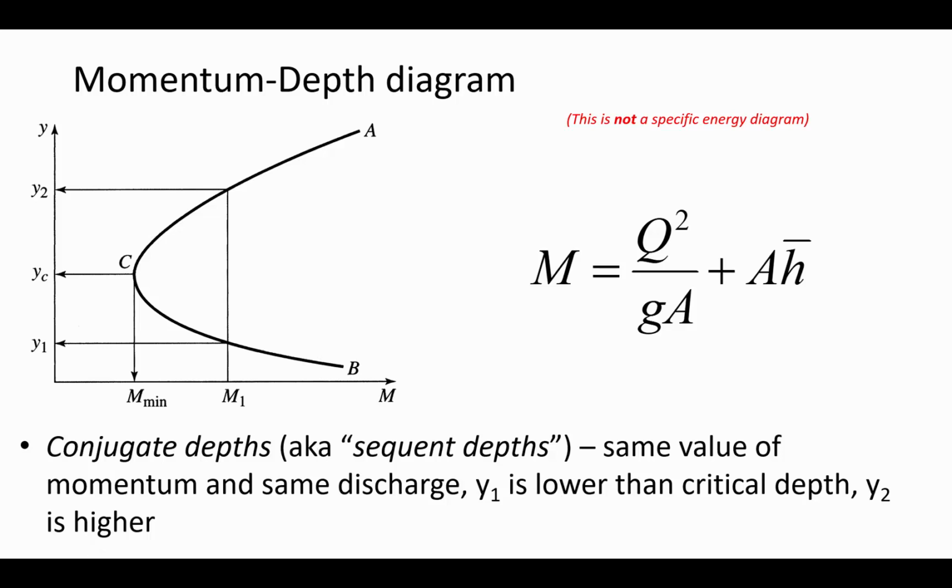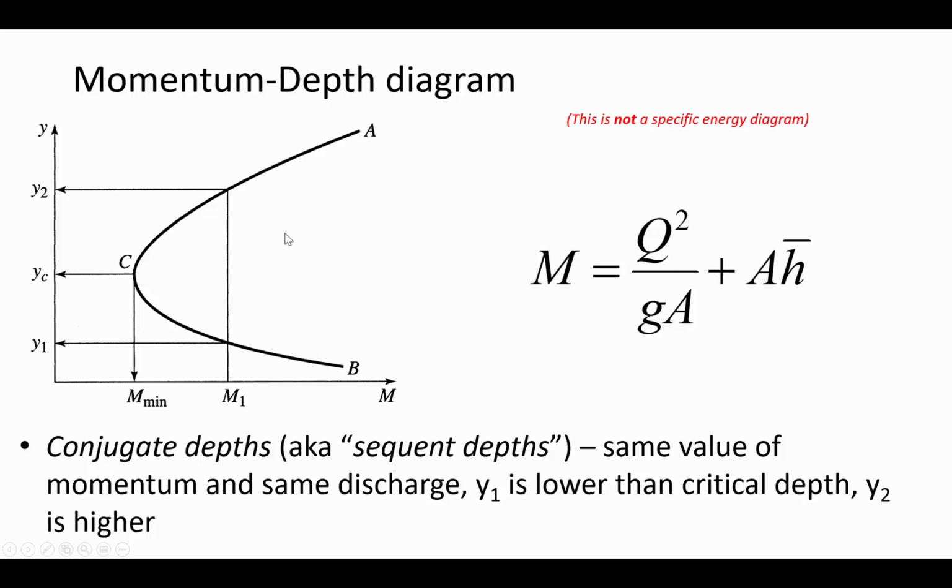All right, look at this figure. Now in red, I'm careful to note this may look like a specific energy diagram, which you've seen before. At first glance it may look like it, but it's not. The specific energy diagram, remember, had E on the horizontal axis. Here, this is graphing the momentum function. It's not graphing specific energy, it's graphing momentum.